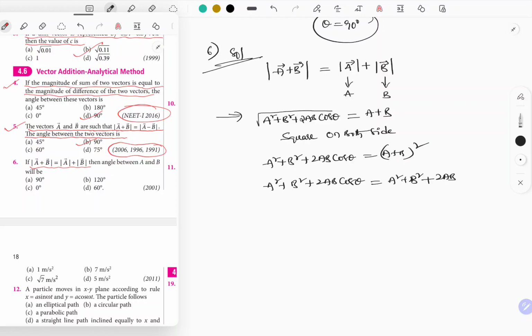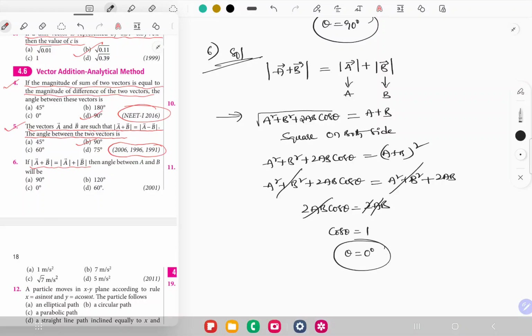So finally a square plus b square will get cancelled out. Then it is going to be 2ab cos theta is equal to 2ab. 2ab will get cancelled. Then cos theta is equal to 1. At what value of theta you are going to get cos theta is equal to 1? Theta is equal to 0 degrees. This is the answer. Option C is correct for question number 6.